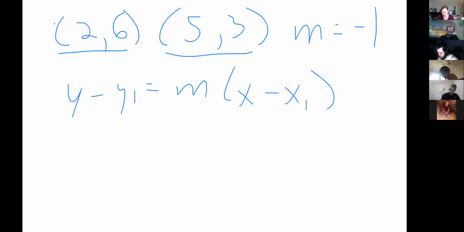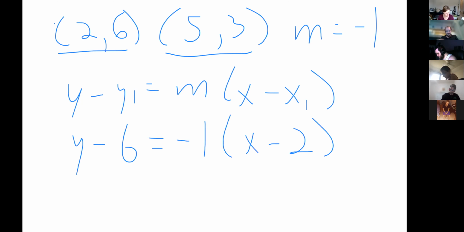Am I still doing this part? So what'd you sub in? I did y minus 6 equals -1 parentheses x minus 2. So you did this one as x1, y1? Yeah, you just kept it consistent with your slope. That's good. We're going to have to distribute the -1? Yeah. Minus x plus 2.